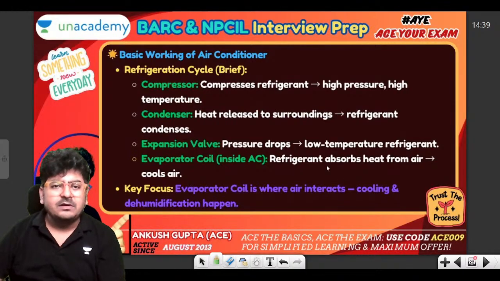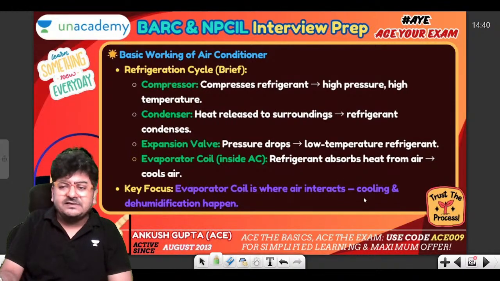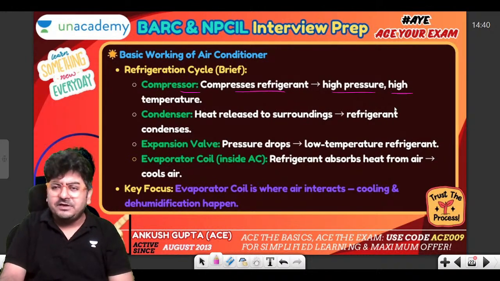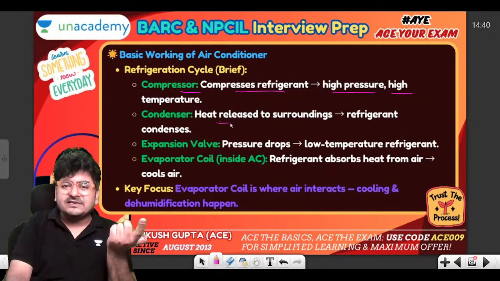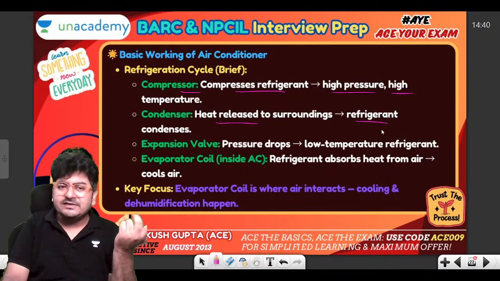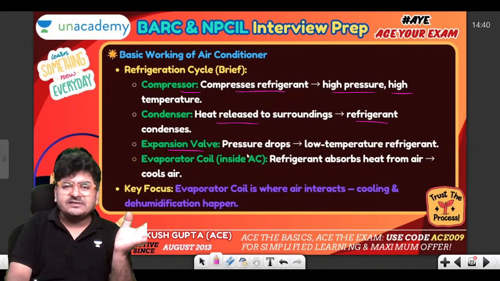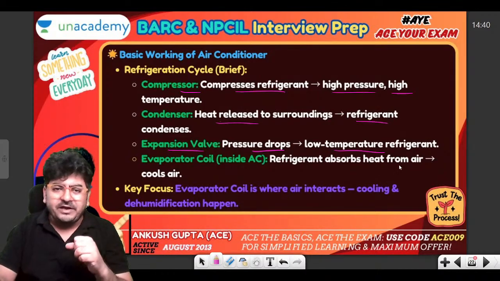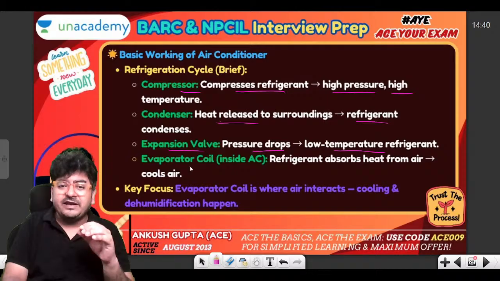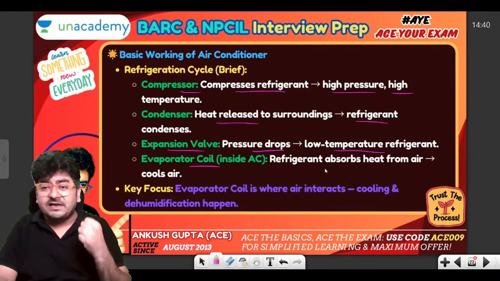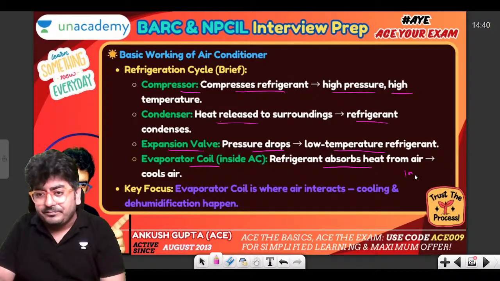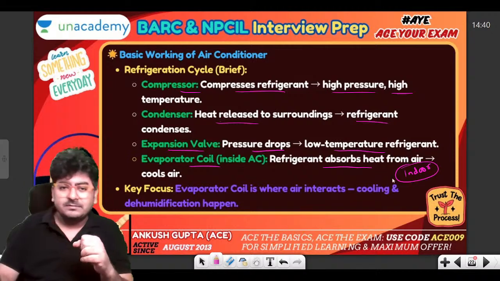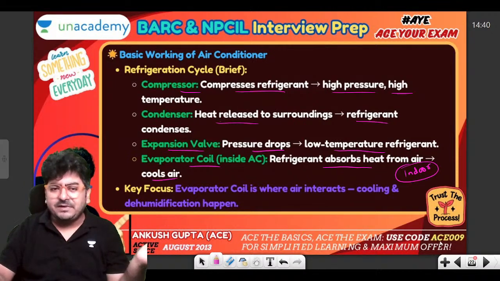So this is the basic working. What happens in the compressor and all these things I have told you. The compressor compresses the refrigerant, high pressure, high temperature. The condenser transfers the heat to surroundings. The refrigerant condenses, and that condensed refrigerant enters the expansion valve, a throttling process where pressure decreases and we obtain low temperature refrigerant. And then this low temperature refrigerant enters the evaporator coil where it absorbs the heat from the indoor air, to keep it cool. That's how the things happen.